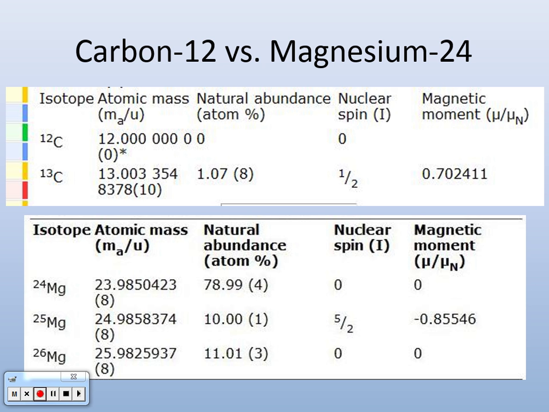Atomic mass. Look at the atomic mass listed for carbon-13. 13.003354. What does that number suggest to you? What conclusion can we draw from the fact that the atomic mass of carbon-12 is exactly 12, but the atomic mass of carbon-13 is 13.003? What conclusion can we draw from that information? Anybody want to give it a shot? Go ahead.